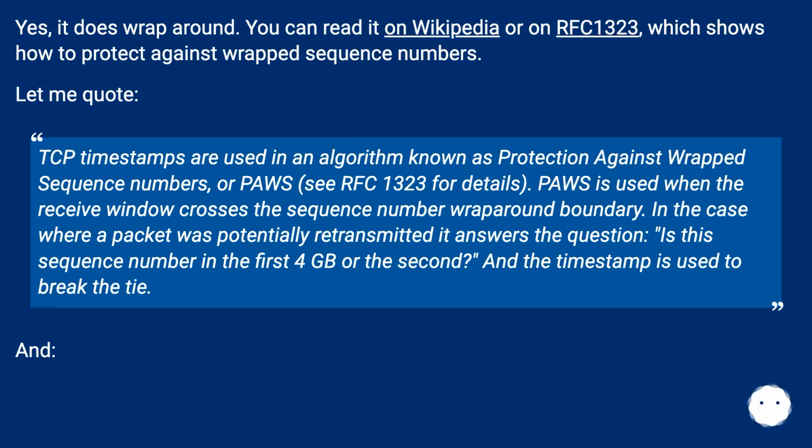PAWS is used when the receive window crosses the sequence number wraparound boundary. In the case where a packet was potentially retransmitted, it answers the question, is this sequence number in the first 4 GB or the second, and the timestamp is used to break the tie.